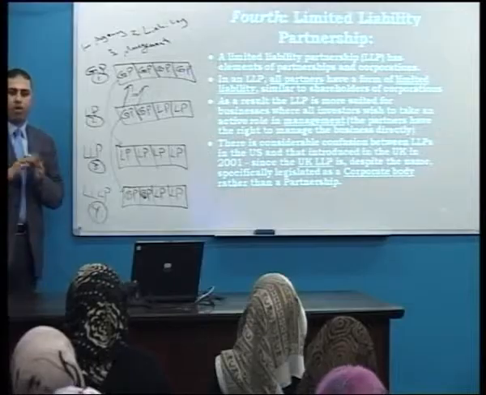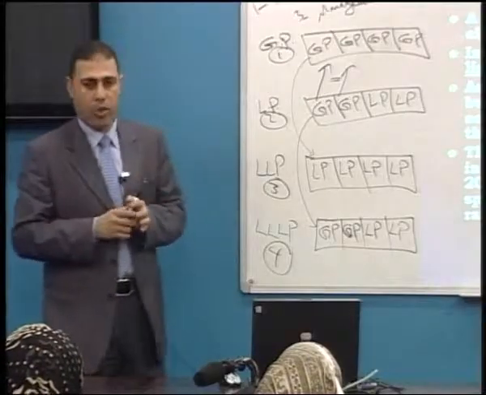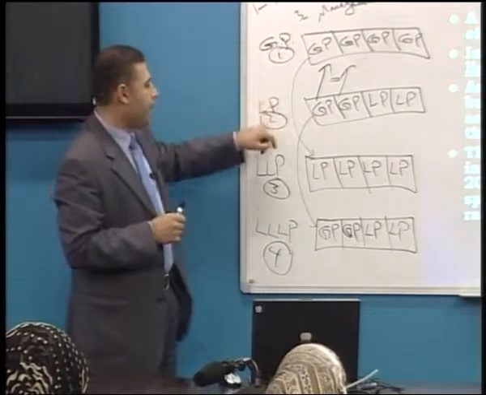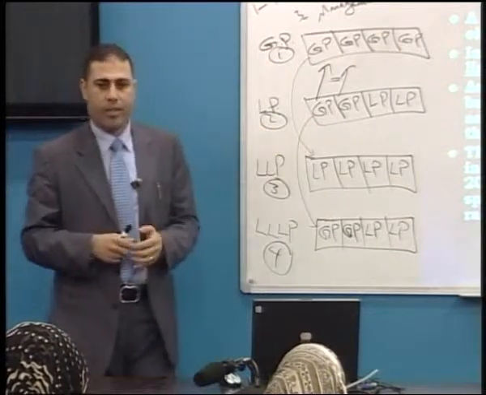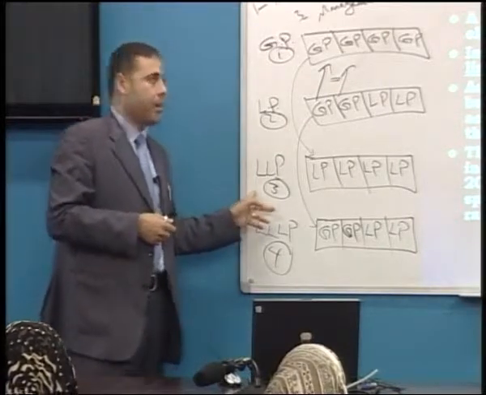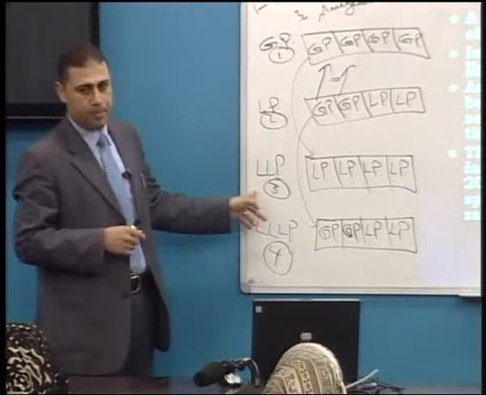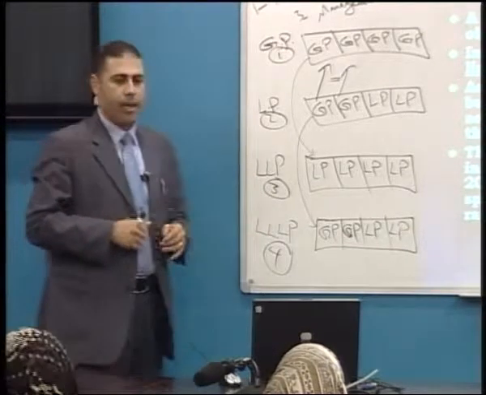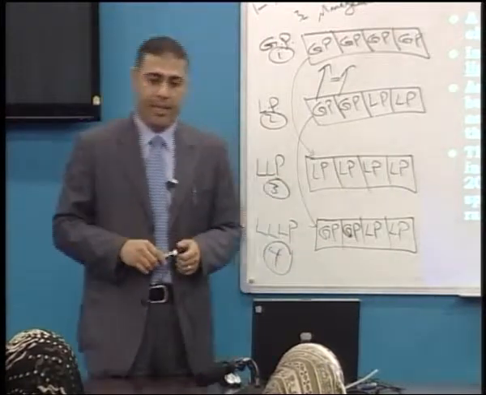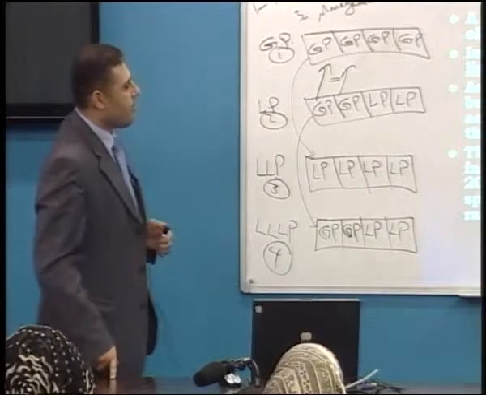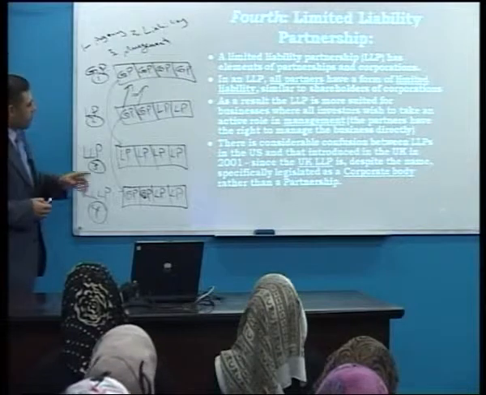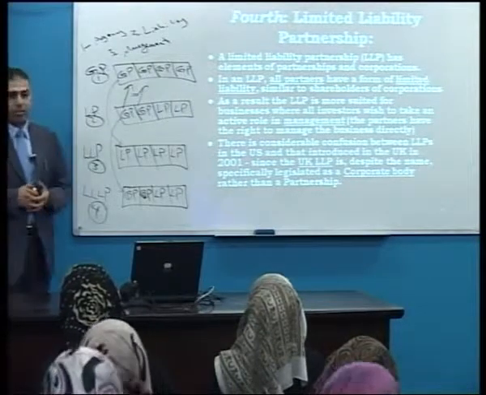In fact, in the past, and even in most countries, we have only general partnership and limited partnership. But today in the United States, in new entities, we have LLP, limited liability partnership. And then we have limited liability limited partnership. Let's look at the third type, limited liability partnership, we call it LLP. And it has elements of partnership and corporation.